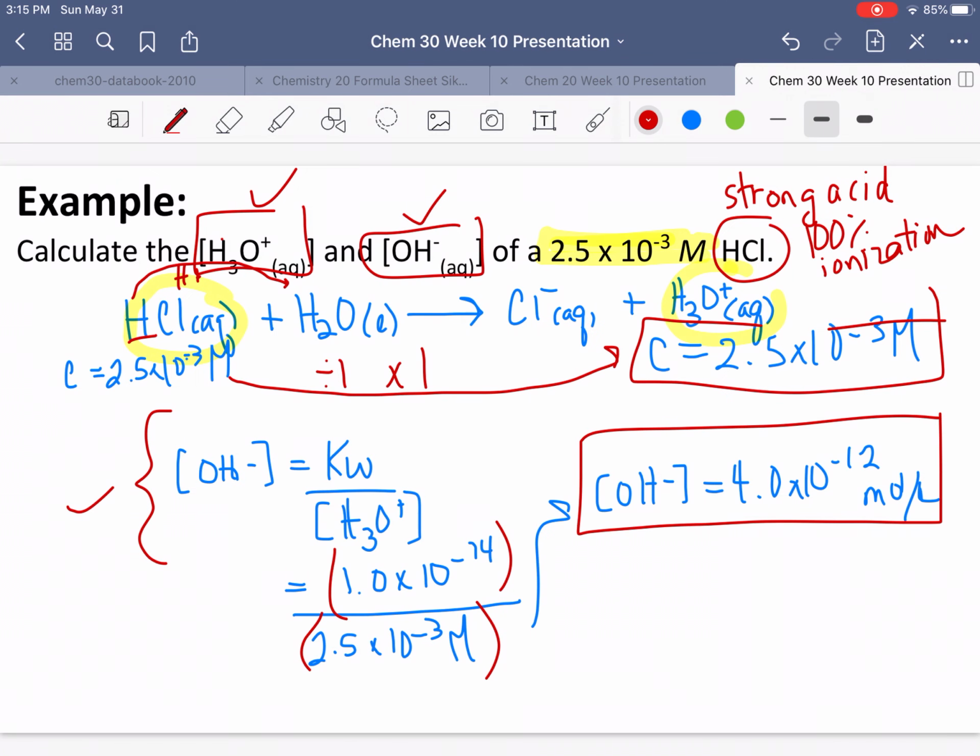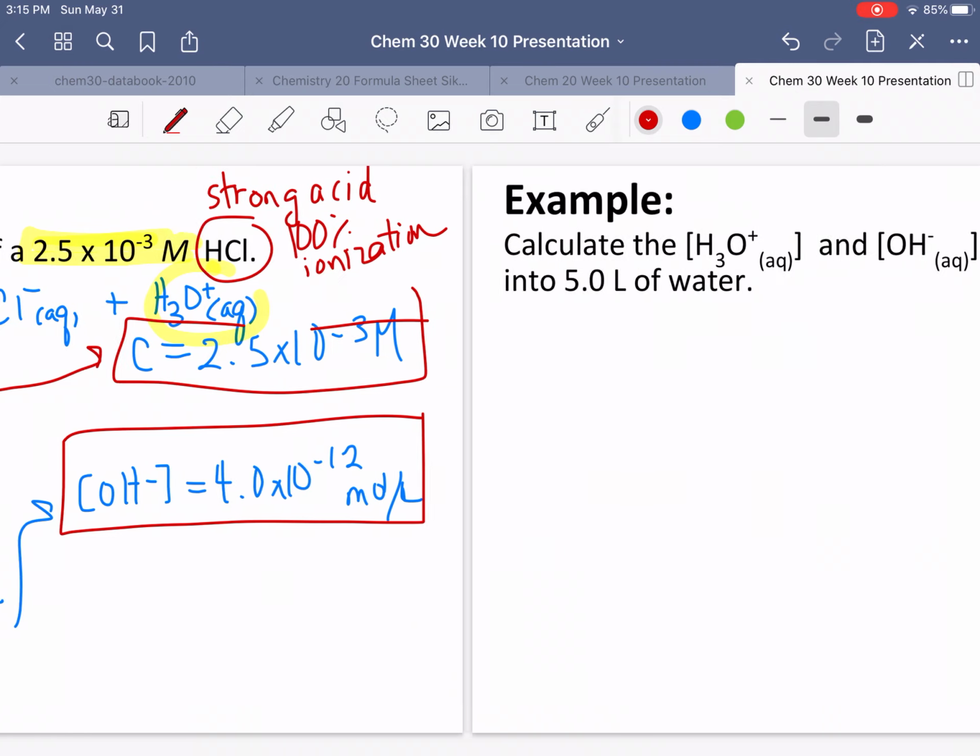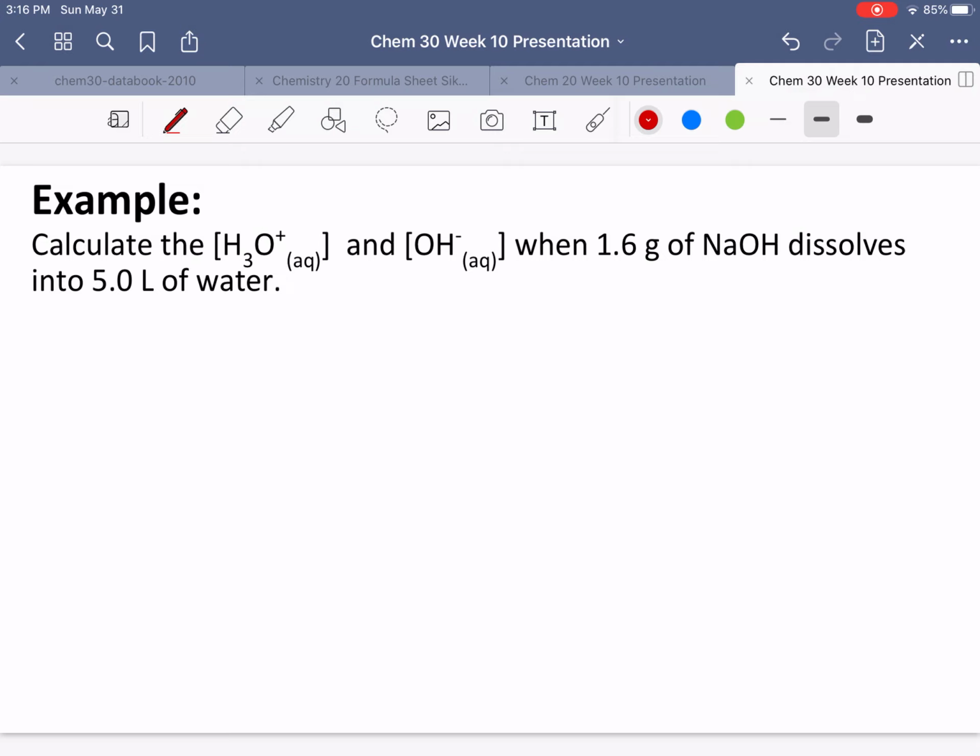Okay, give you another example where you got to do a little bit more work to get the concentration before you can utilize it. So what about this one? Exact same goal of the question. Calculate the hydronium concentration, calculate the hydroxide concentration, but this time I'm giving you a mass of something. Now, a mass of what? Well, look what we have here. It's got hydroxide in it.